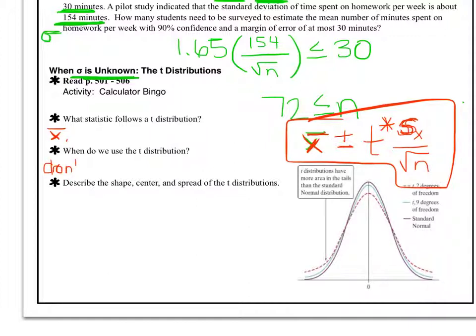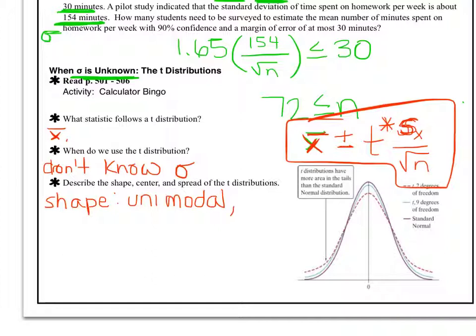So this is for when we don't know sigma. Okay, so let's talk about the shape, center and spread of a t-distribution. Shape: it is still unimodal, and it is still symmetric, but it is not quite normal.